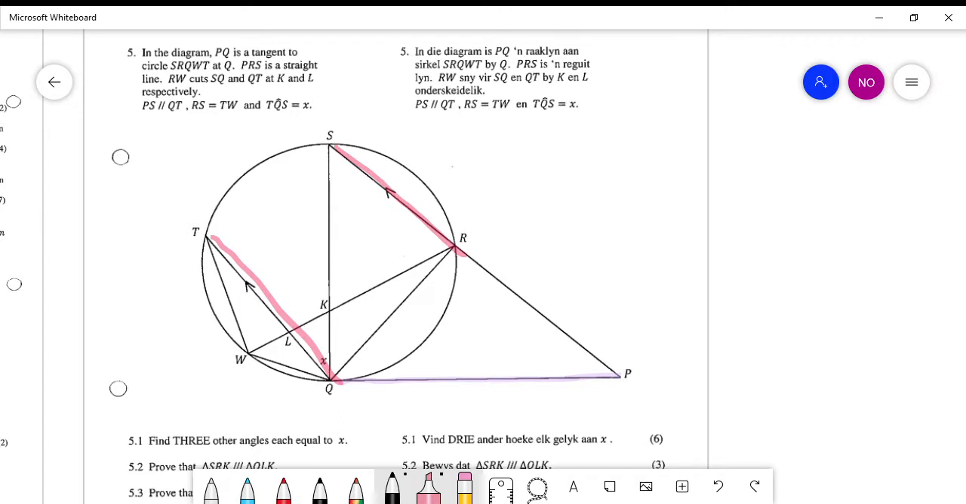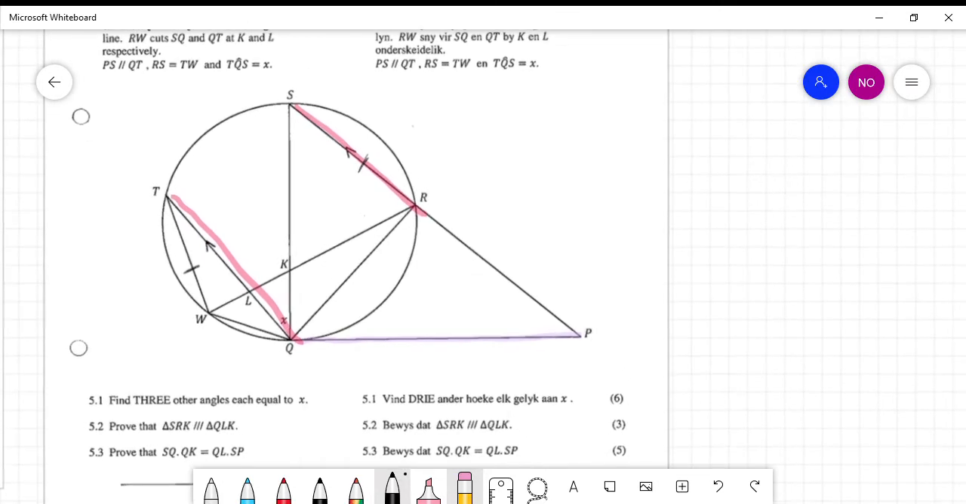And then they also tell you, and this one is not indicated on the sketch, that TW is the same length as RS. En hulle gee vir jou daai hoek is gelyk aan x grade. Okay, first question. Find 3 other angles that are also equal to x. Okay. Why? Yes. Okay. So let's start with the easy one first. Well, there isn't another one that you would have been able to start with. So I can say that angle S is equal to x. And my reason will be alternating angles.